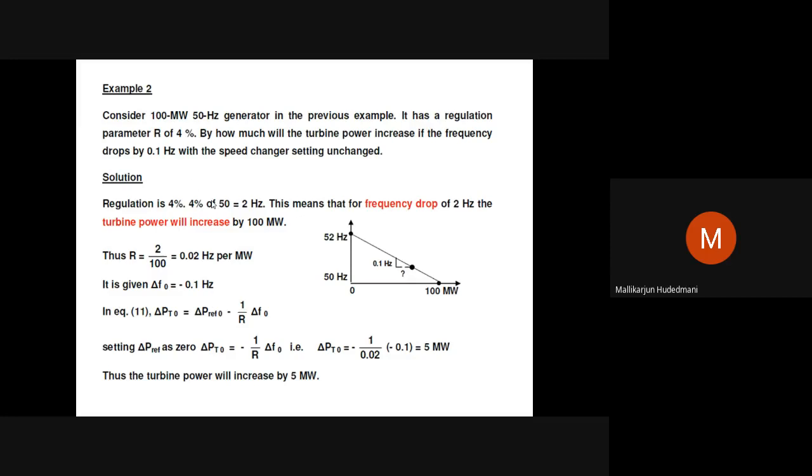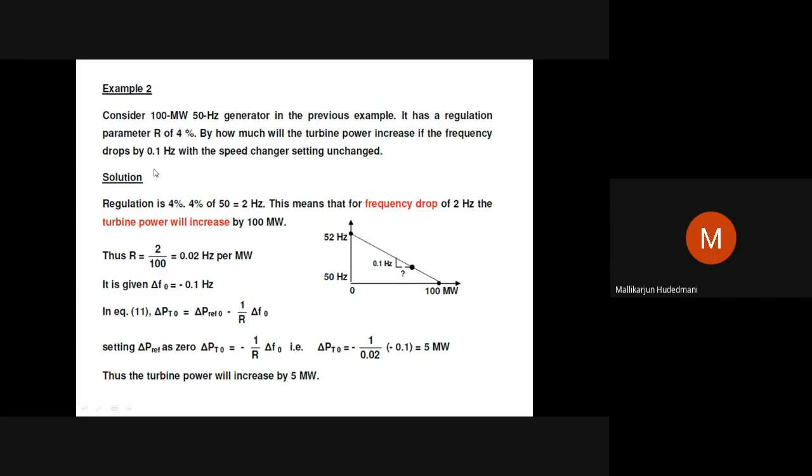Increment of mechanical power to the turbine. By what value? Minimum 5 megawatt supplement to be taken from the turbine so that RPM improves. When RPM improves, the error of the frequency settles to 0. That is numerically 5 megawatt. So here comes the role of the governor. If I did not have a governor to play, definitely the frequency which has fallen by 0.1 would mean 50 minus 0.1, which is 49.9.